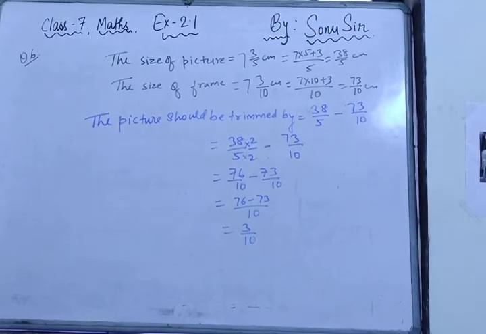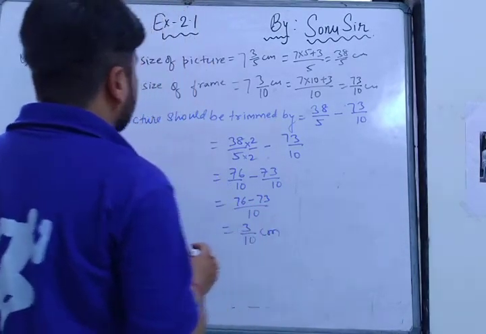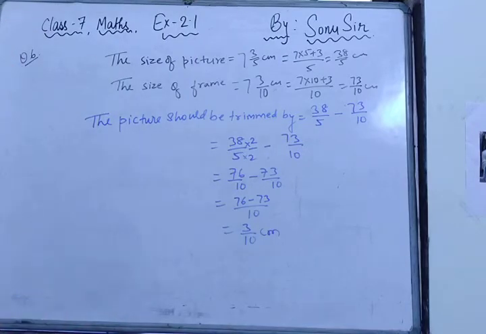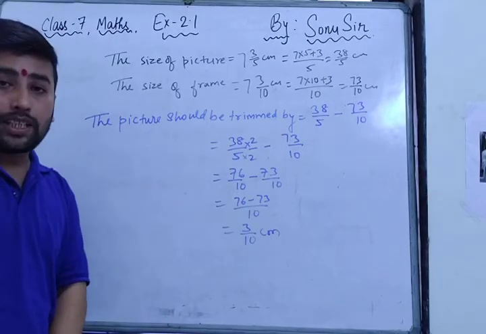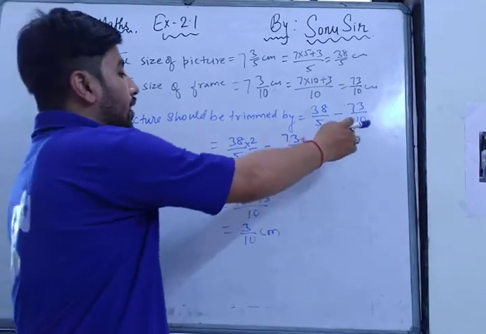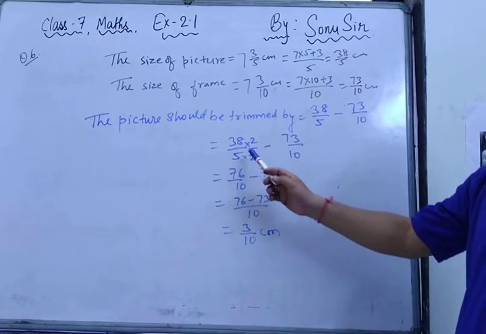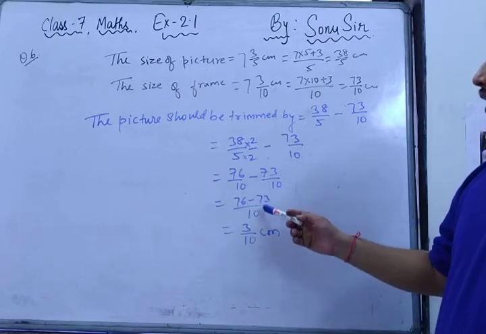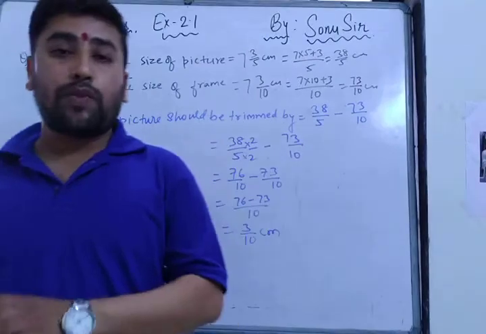So as we have seen, in the question they have just informed you the size of the picture and the size of the frame, and they have asked by how much the picture should be trimmed. So the picture should be trimmed by the size of picture minus the size of frame, as I have written here. So you can see here 38 by 5 minus 73 by 10. The LCM of 5 and 10 is 10. So we have to make 10 here also. 38 by 5 into 2 by 2. So 38 twos are 76. 76 minus 73 upon 10 is equal to 3 by 10. I hope all of you have understood this question number 5 and 6.